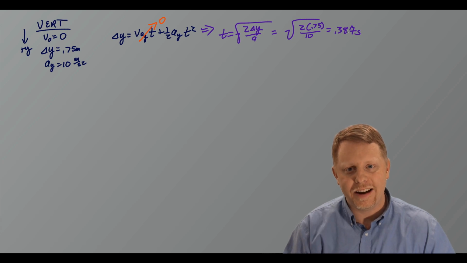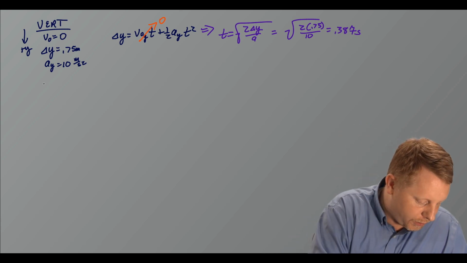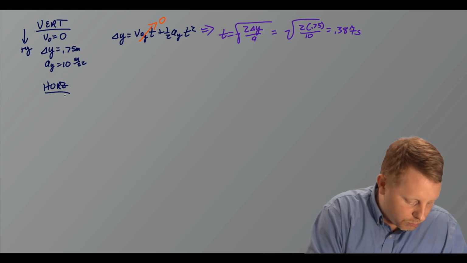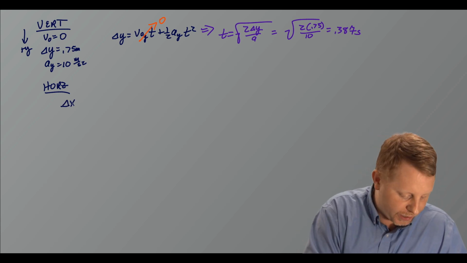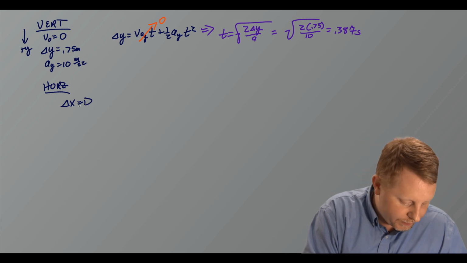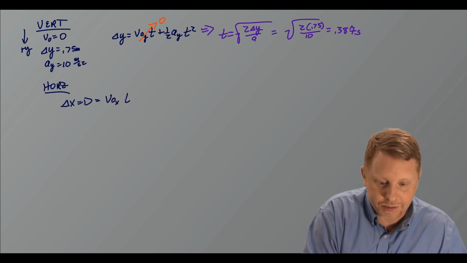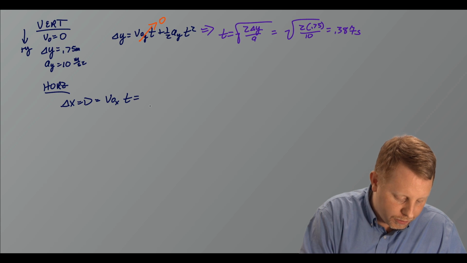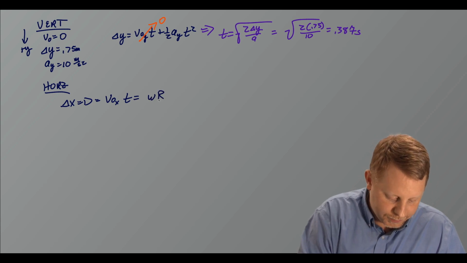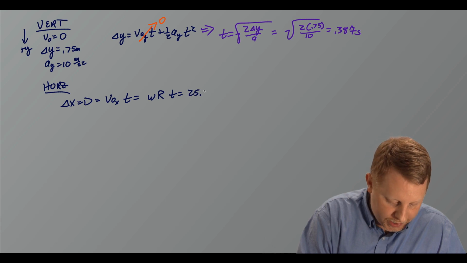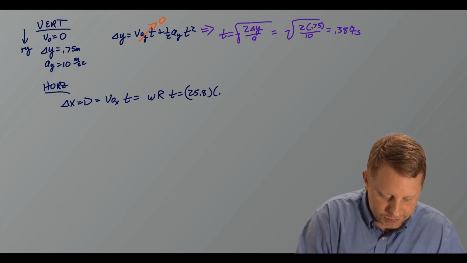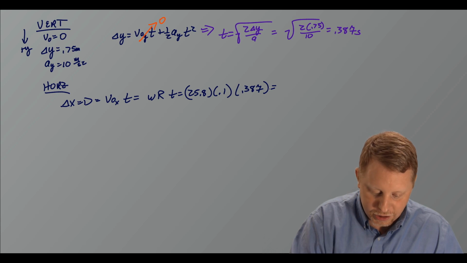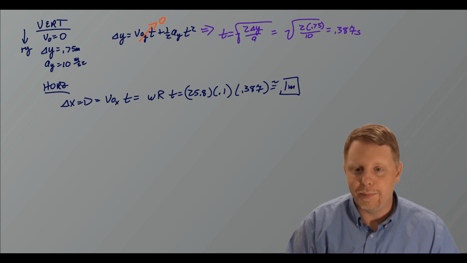Well, once we know the time it's in the air, horizontal is pretty straightforward. Horizontally, there is no acceleration. Gravity only pulls down. So the displacement in the x direction, which is our distance d, is just v naught x times t. In this case, we know that vx is omega r. That's going to be omega r times t. Omega was 25.8 radians per second. R, the radius of our cylinder, 0.1, and our time, 0.387 seconds. Put that all together, and I get just about 1 meter.